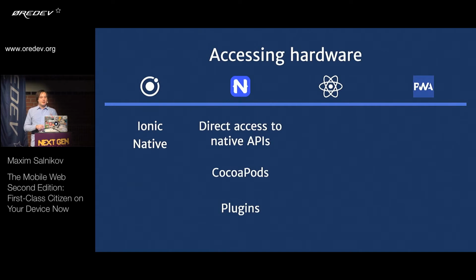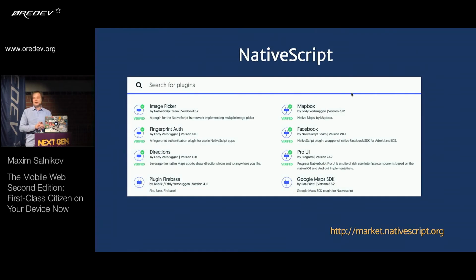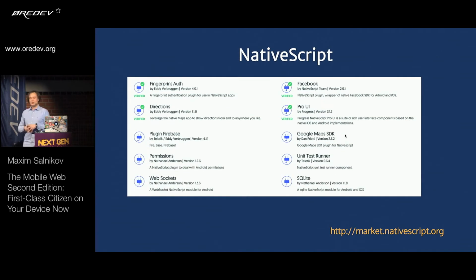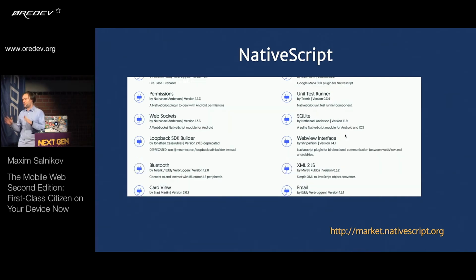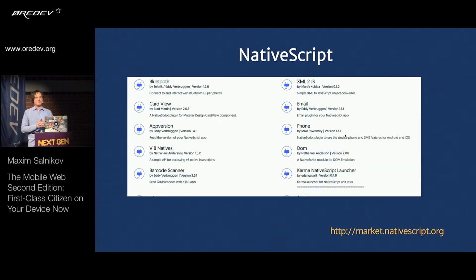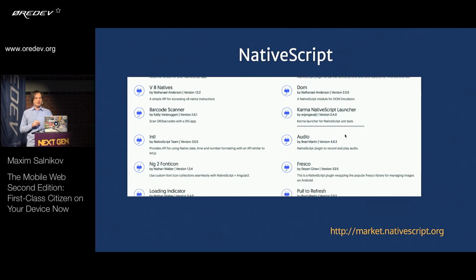NativeScript. We have direct access to all native APIs, remember, right? Via NativeScript modules. Also, you can take any native plugin from CocoaPods, which is a package manager for iOS. And of course, it's already equipped with hundreds of its own built-in and community-driven plugins. And the list is really exciting. You can find pretty much everything you can even imagine to use for your mobile phone.